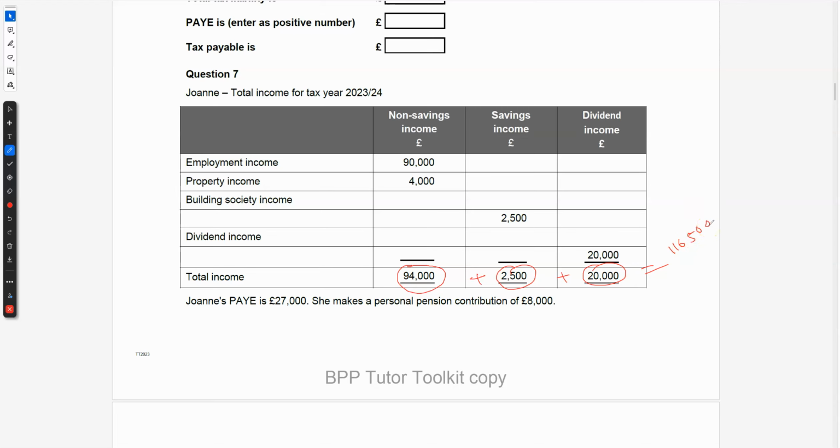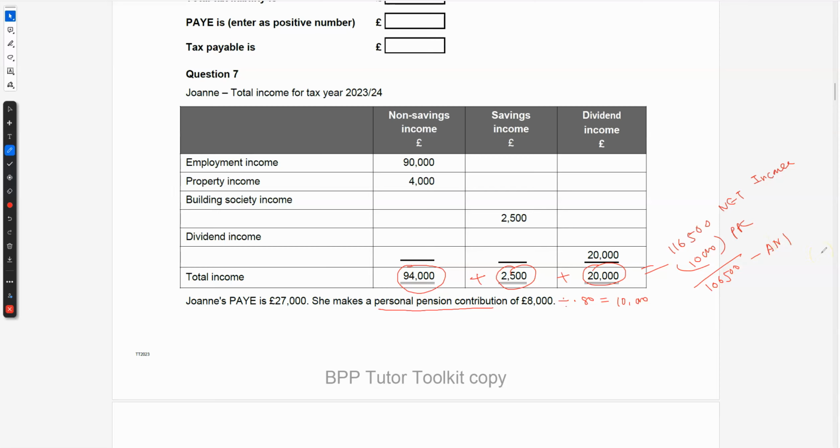116,500. And as he makes some contribution on the PPC, and this 8,000 we need to gross it up by 0.80, and it will be 10,000. So this 10,000 will extend the basic band. At the same time, it will reduce the net income. So right now the net income is 116, and we have to reduce by PPC by 10,000. So PPC, and that will make my adjusted net income 106,500.